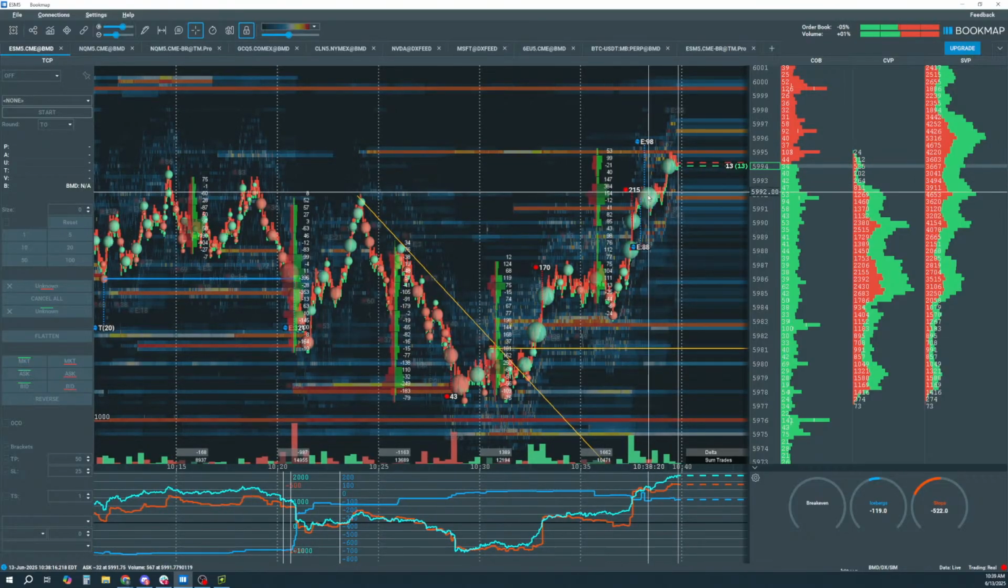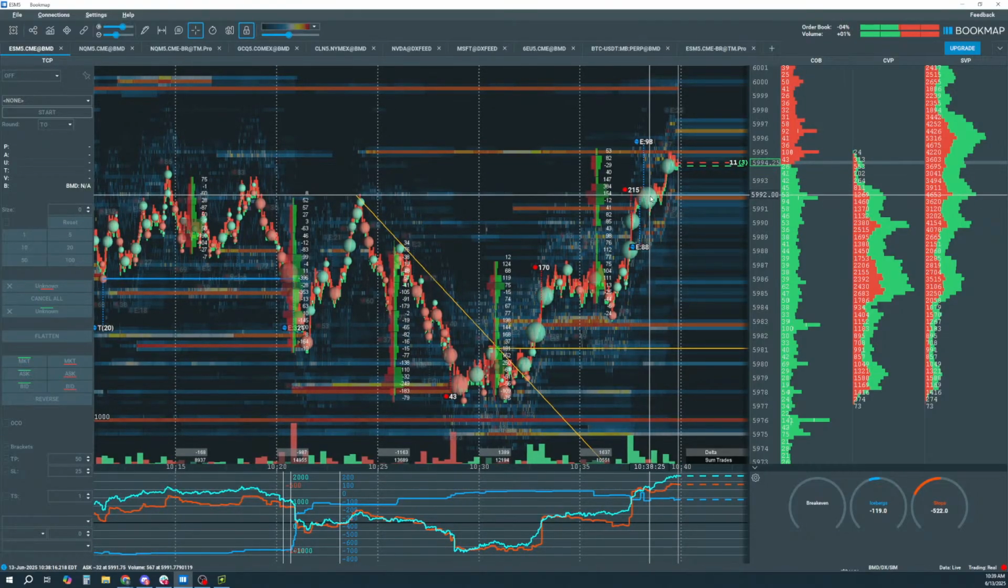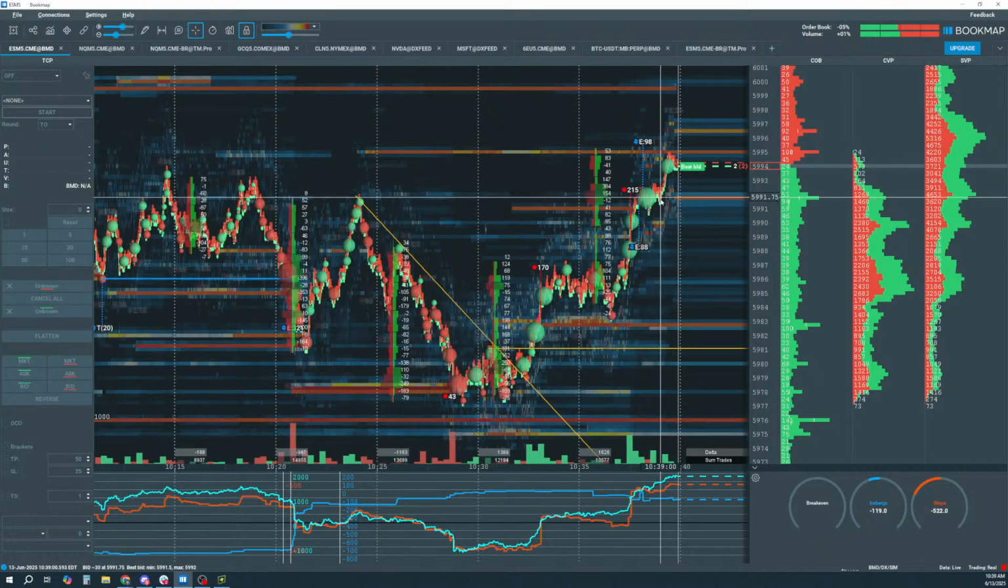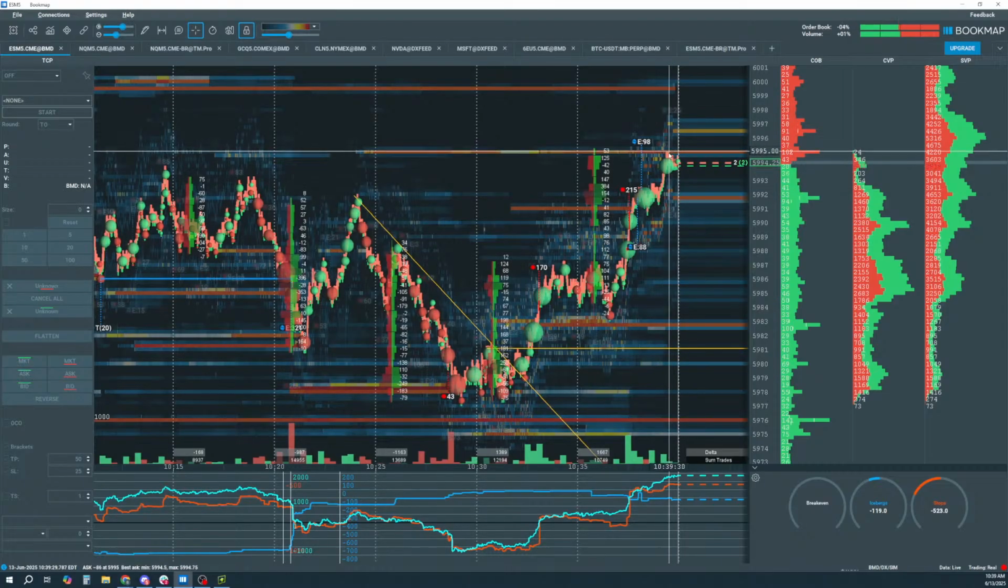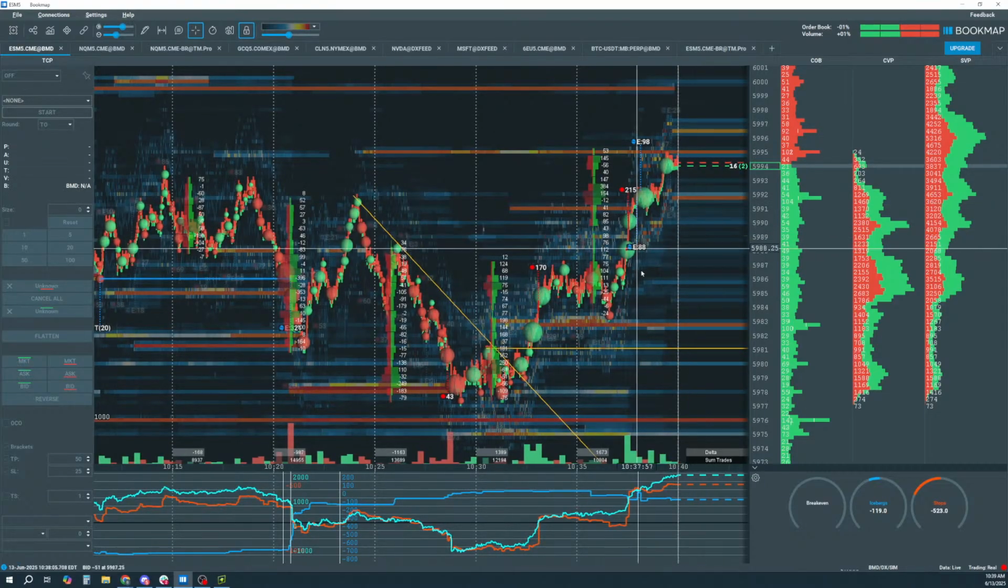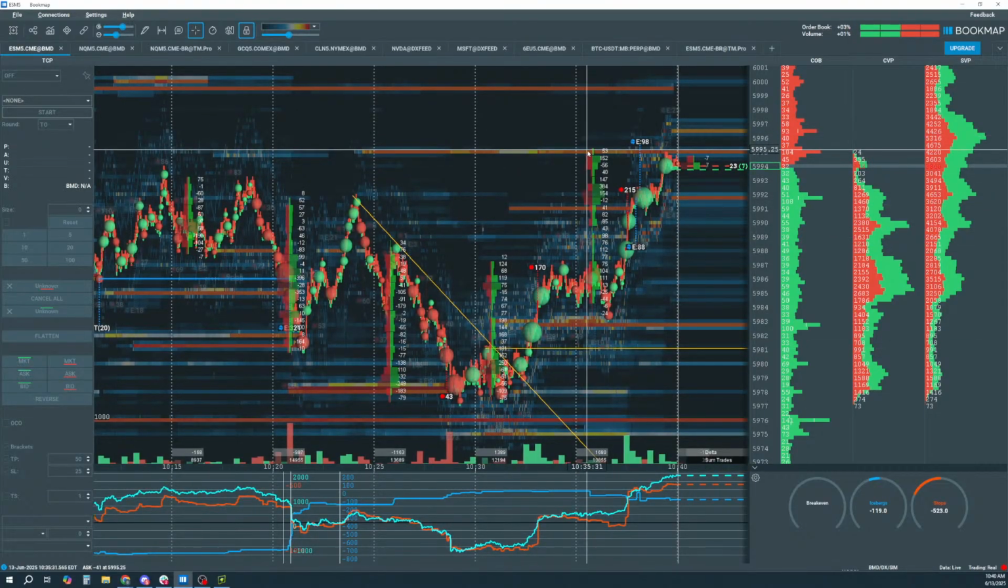So here's a high volume node. You can see it here, obviously, with the big green dot as well. So maybe you're looking for a pullback to there and then enter for a long. So lots of different ways to kind of slice and dice it here.